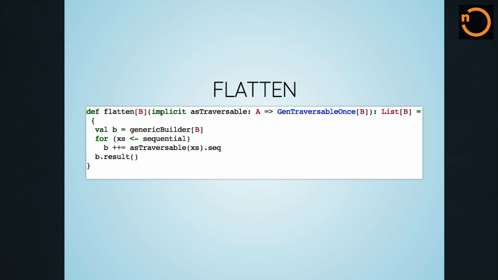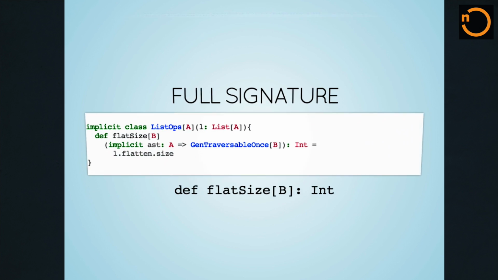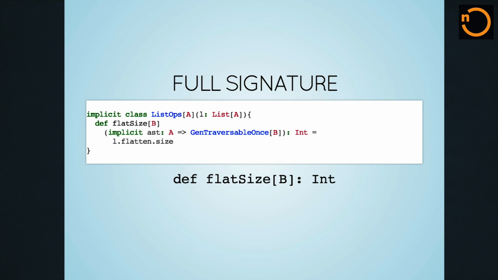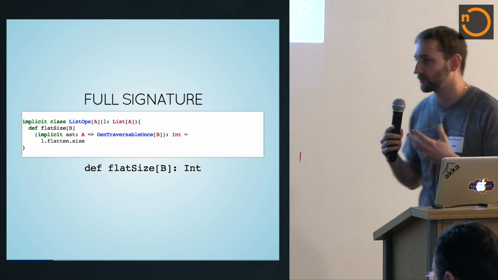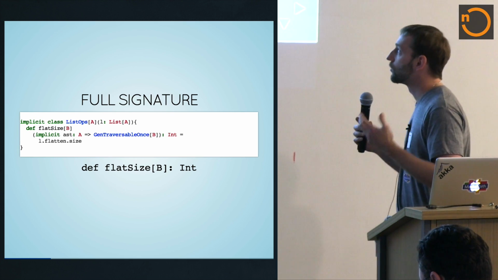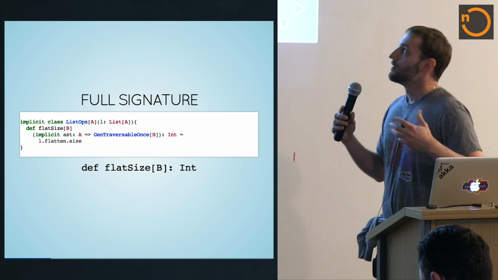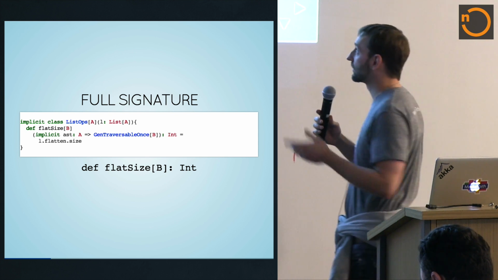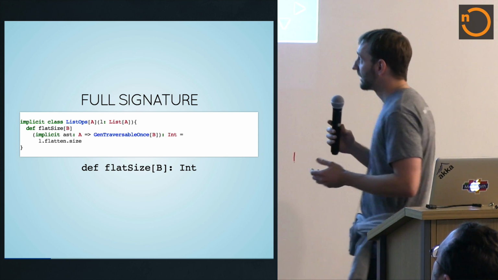So if I write out the full signature and take a look at what this really looks like, I have flatSize with this implicit, but oddly enough, I get this weird type parameter B up there. It just sort of floats there. I'm not really using this type parameter. I don't need it. It doesn't add to my understanding of what flatSize should be, but it happens because of this implicit. And that's really a shame.